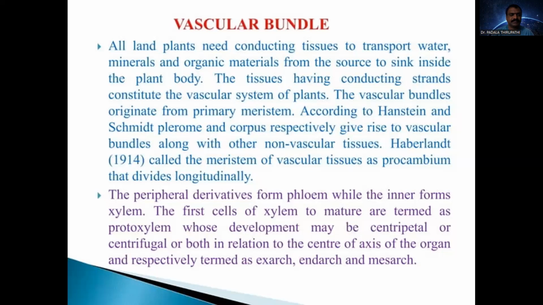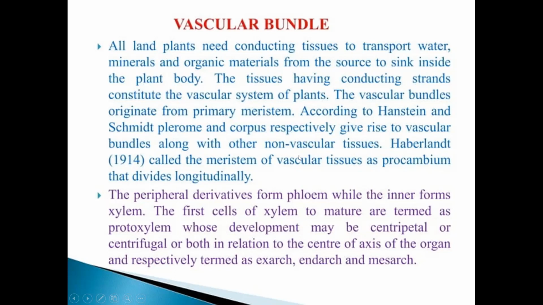Okay. All land plants contain conducting tissue, which mainly helps in the transport of water, minerals and organic materials from the source to other parts of the plant. The tissue having the conducting strands constitutes the vascular system of the plant. The vascular bundles originate from the primary meristem. According to Hanstein and Smith, plerome and carpus respectively give rise to vascular bundles along with the other non-vascular tissues.